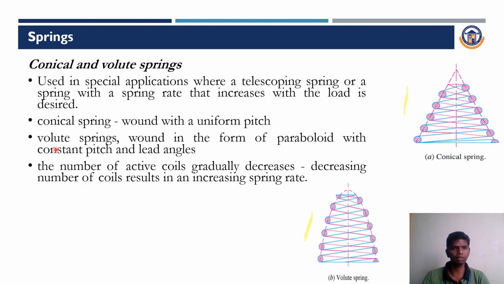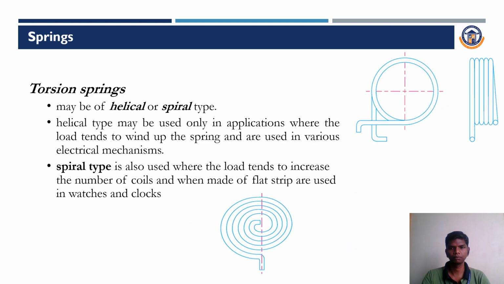And the second one is the volute spring, wound in the form of a paraboloid with a constant pitch and a lead angle. The number of active coils gradually decreases, and as the number of coils decreases, the rate increases. So conical and volute springs are specially used for special applications.